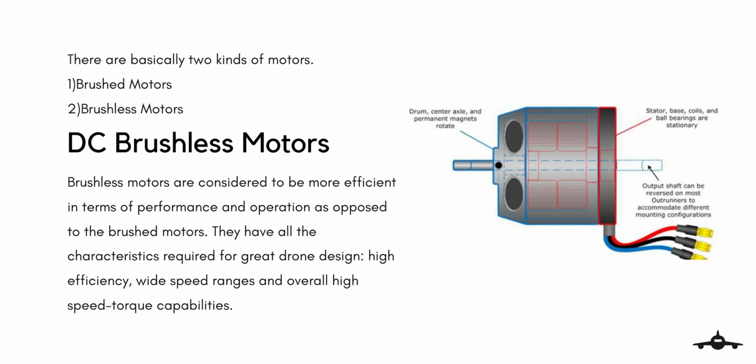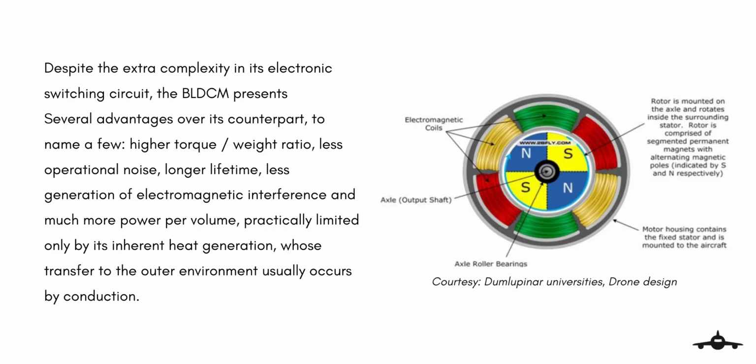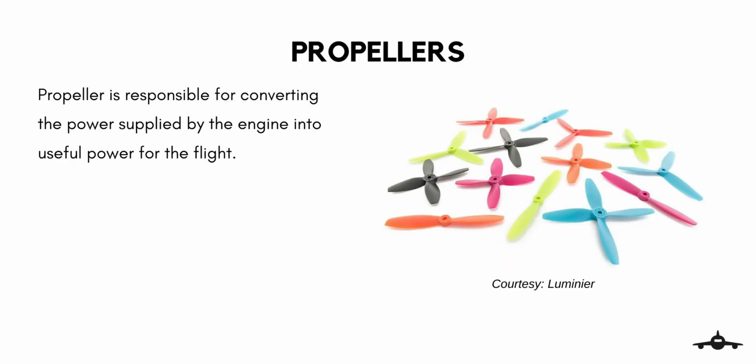In large drones, brushless outrunner type motors are used, while in smaller, inexpensive models, brushed motors are preferred. DC brushless motors. Brushless motors are considered to be more efficient in terms of performance and operation as opposed to brushed motors. They have all the characteristics required for great drone design: high efficiency, wide speed ranges, and overall high speed torque capabilities.